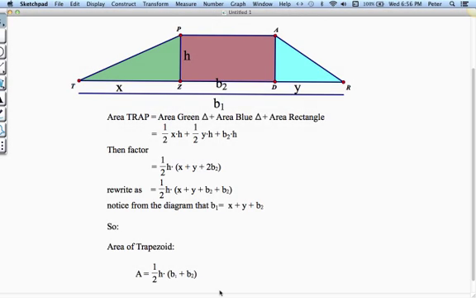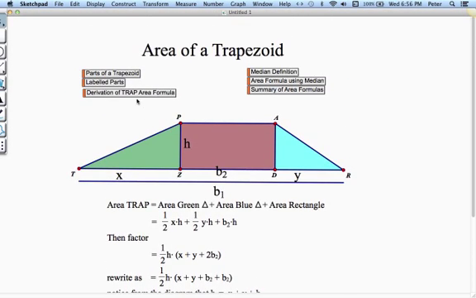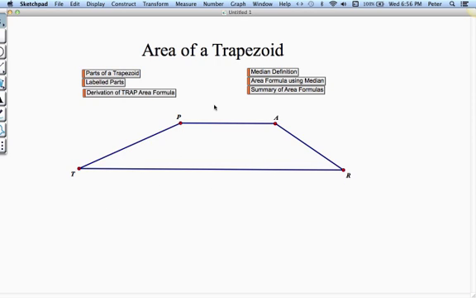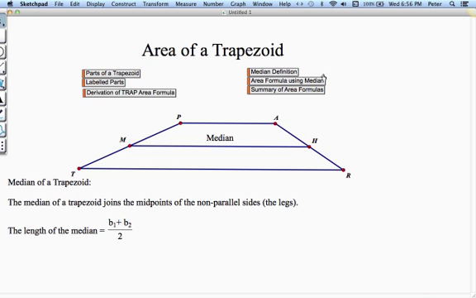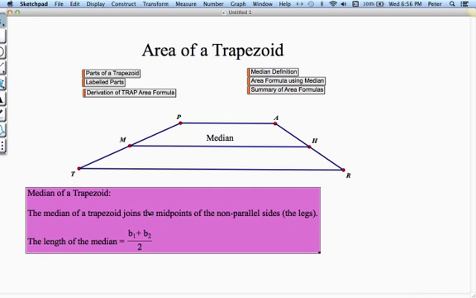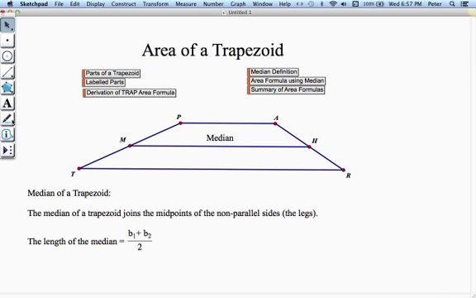Okay, then let's take a look at the other formula. Let's clean this up a bit and introduce you to another definition, and that's going to be a median. Now, you'll recall maybe that a median of a triangle is a line which extends from a vertex to the midpoint of the opposite side. But that's not exactly what the median of a trapezoid is. In a trapezoid, a median is going to reach from the midpoint of one of the non-parallel sides to the midpoint of the opposite non-parallel side.